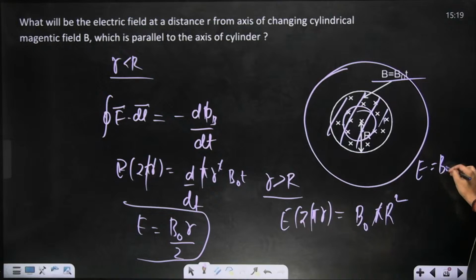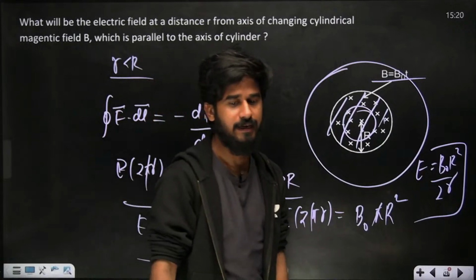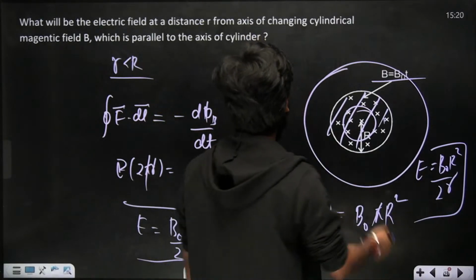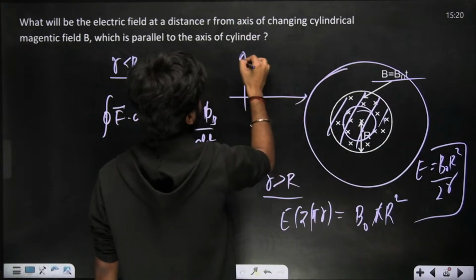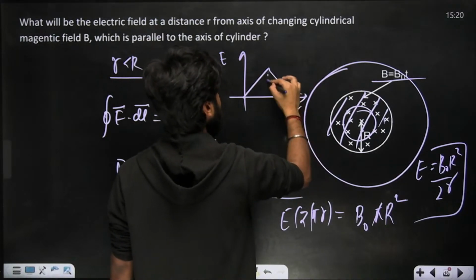B naught R square by 2 small r. So it means the induced electric field is decreasing with r. Induced electric field is decreasing with r. So we can also draw the graph of it. If this is E and this is r, this is the induced electric field, and it is decreasing with r.